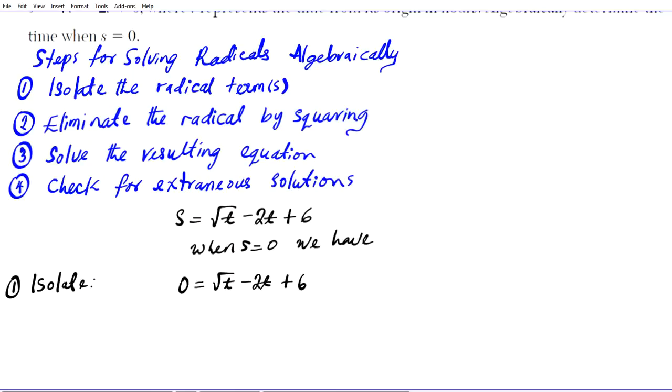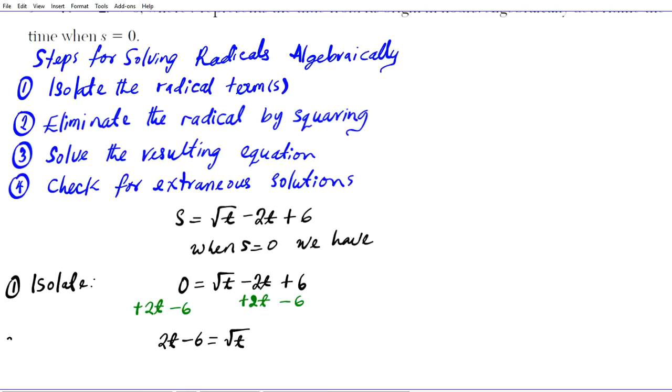How do we isolate the radical term? We need to get rid of 2t and 6. So we use the inverse operations. You add 2t to both sides, and then you subtract 6. When you do that, we have 2t minus 6 is equal to root t.